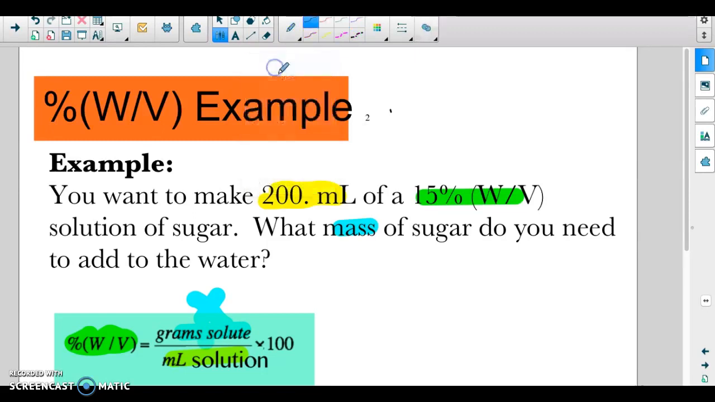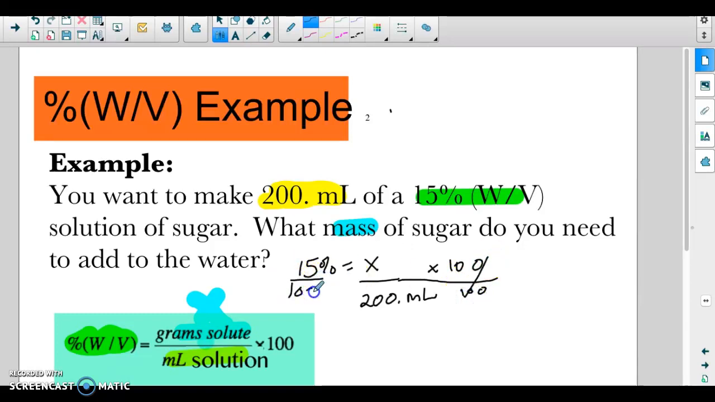So let's try to do the math together. When I plug into this equation, I would start with 15% equals X, which is going to be grams of sugar, over 200 milliliters times 100. When I do these problems, right away I extend this and get rid of the 100. If I divide both sides by 100, I end up with 0.15 equals X over 200. And then you can solve however it works for you.